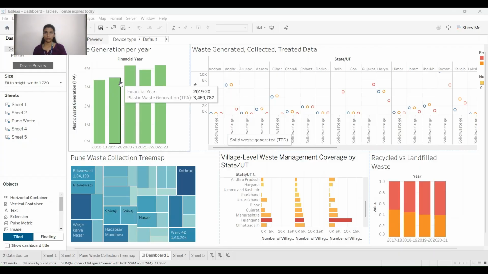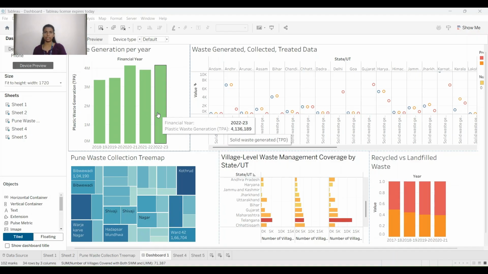This is the actual dashboard that I have created. Here, the first is waste generation per year. Here, as you can see, the chart shows the plastic waste generation over the financial years. We observe a steady increase in waste generation. This reflects rising consumption and urbanization.